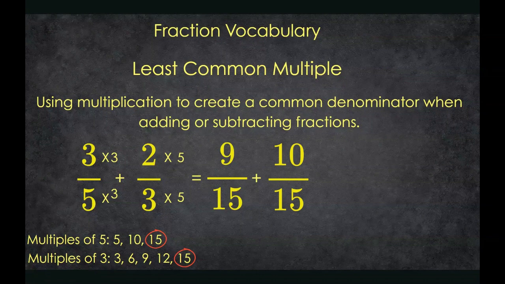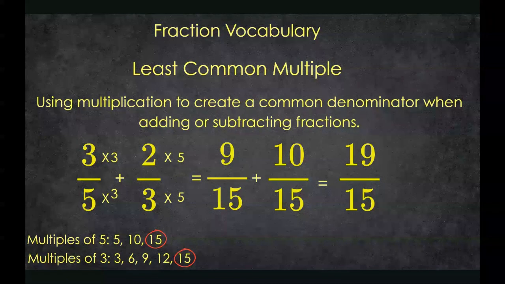And so now when I add them, 9 plus 10, I get a total of 19/15. Now, this is a special type of fraction. If you remember our previous video where we went over fraction vocabulary, whenever the numerator is larger than the denominator, that is called an improper fraction. So that means we have to convert this into a mixed number. All improper fractions are greater than one whole, and we convert those into mixed numbers, which is a whole number plus a fraction.